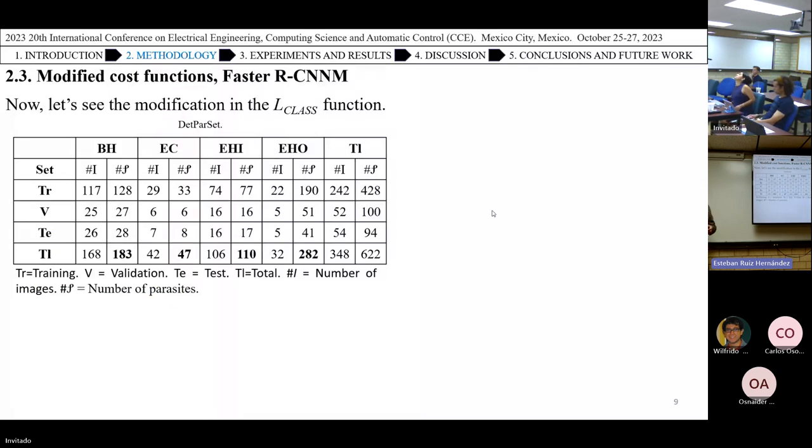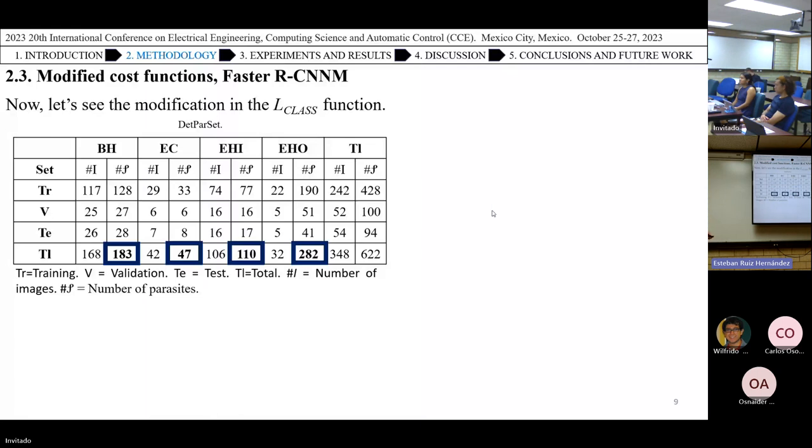Again, we need to see our data in order to understand why we made those changes. Here we have again the table of the distribution of the parasites, where I highlighted the total amount of parasites per class. We see that we have one class with 282 parasites and another class with 47 parasites. So again, it's very clear that we have an imbalanced class problem.